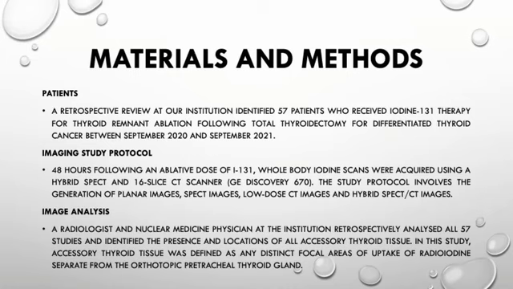The study protocol involved the generation of planar images, SPECT images, low-dose CT images, and hybrid SPECT CT images, of which we'll show a few later. Both a radiologist and nuclear medicine physician at the institution retrospectively analyzed all 57 studies and identified the presence and locations of all accessory thyroid tissue. In this study, accessory thyroid tissue was defined as any distinct focal area of increased uptake of radioiodine separate from the orthotopic pretracheal thyroid gland.